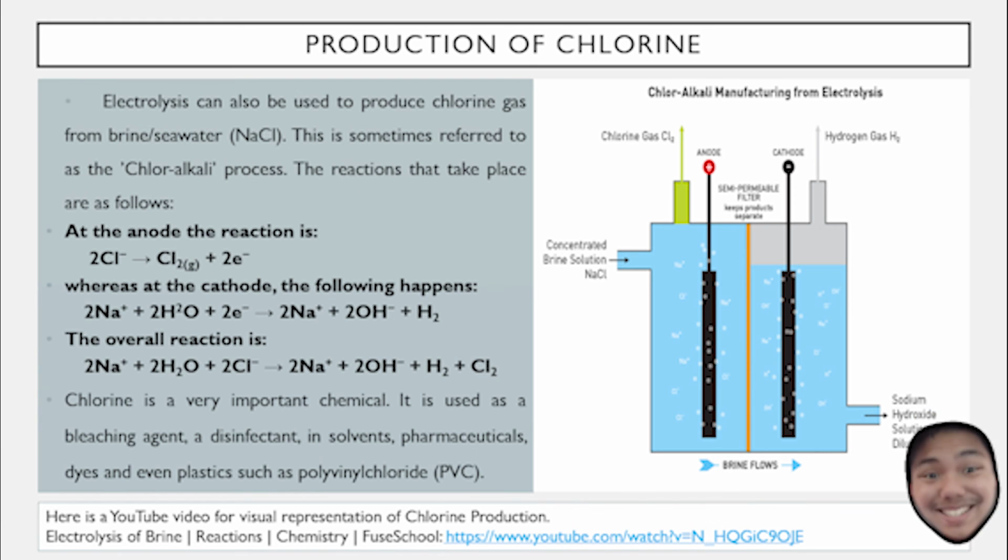Electrolysis can also be used to produce chlorine gas from brine or seawater. This is sometimes referred to as the chlor-alkali process. Chlorine is a very important chemical because it is used as a bleaching agent, a disinfectant, in solvents, pharmaceuticals, dyes, and even plastics such as polyvinyl chloride.